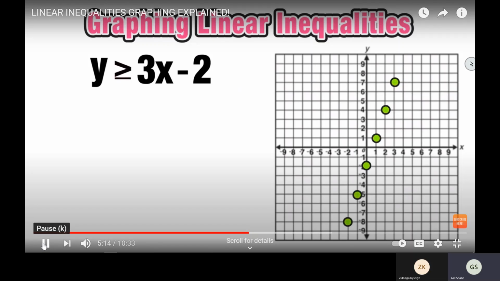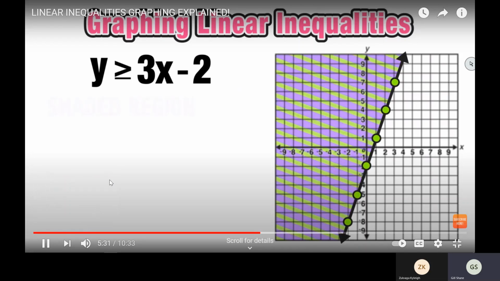And since our symbol is greater than or equal to, our line is going to be solid. So again, that's a solid line because it has the equal to part also. It means that we have to shade above the line, so the entire region above the line. He doesn't explain this very much, why or which side you shade.